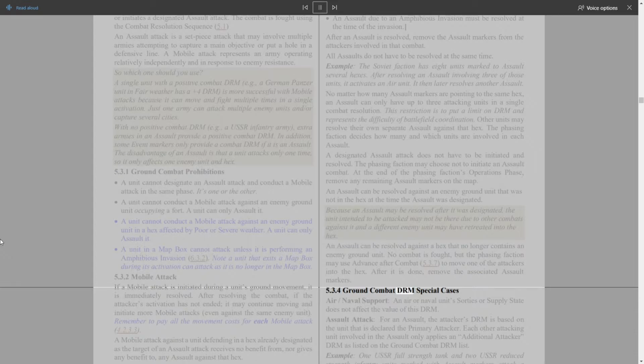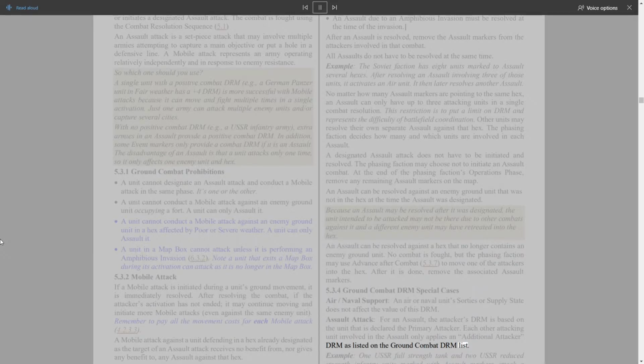5.3.4 Ground Combat DM Special Cases. Air and naval support: an air or naval unit's sorties or supply state does not affect the value of this DM. Assault attack: for an assault, the attacker's DM is based on the unit that is declared the primary attacker. Each other attacking unit involved in the assault only applies an additional attacker DM as listed on the Ground Combat DM list.